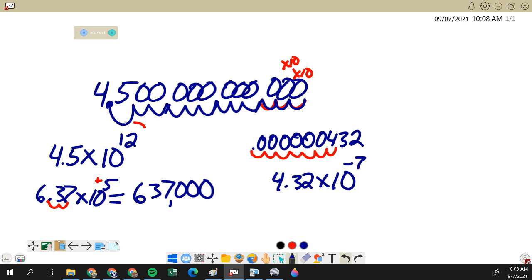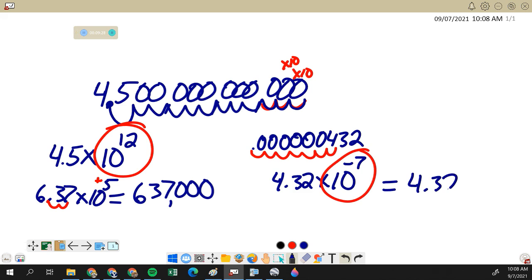So why is this a positive exponent and this is a negative exponent? Well, what do negative exponents do? They move numbers from the top to the bottom. So this is really 4.32 divided by 10 to the 7th. Can you see why that creates a really small number? We are going to divide 4.32 by 10 to the 7th. That's a million. So we're going to take this number and divide it by a million. Well, 10 million.